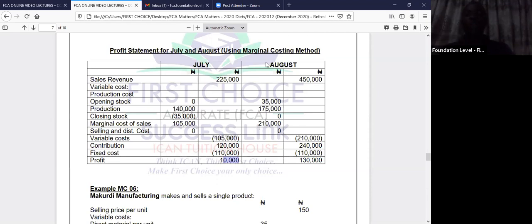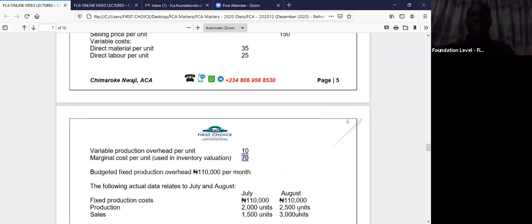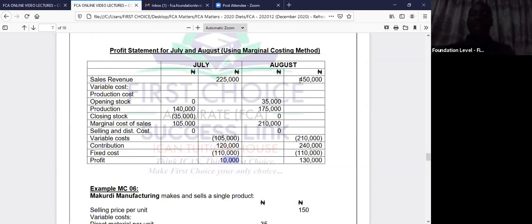So you use a columnar method. You go to August, and how many did you sell? You sell 3,000 units at 150. So 150 times 3,000 will become 450,000. And that's how we got 450,000 here. Now going to production costs.